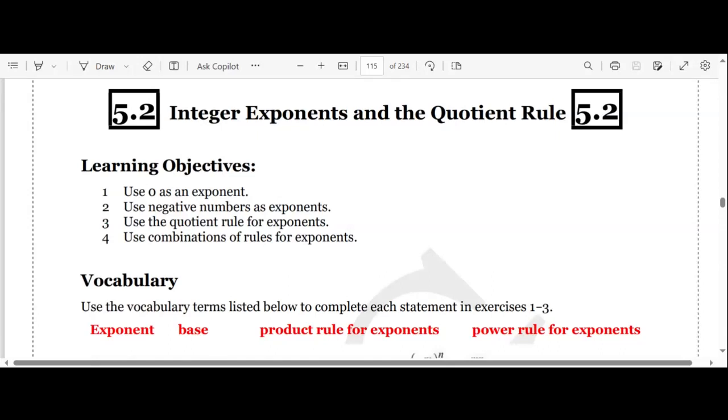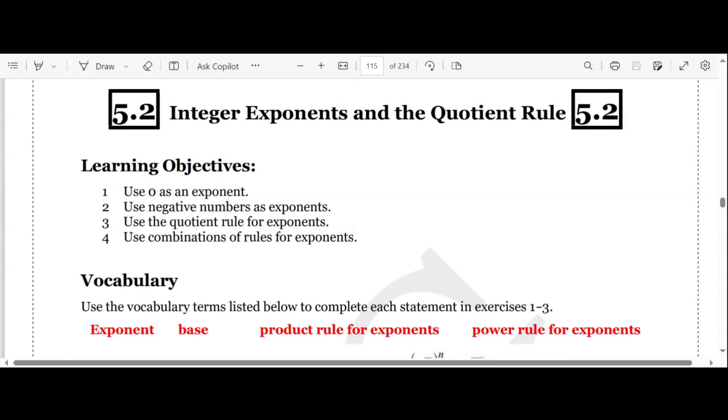Integers, exponents, and quotient rule. Learning objectives: 1. Use 0 as an exponent. 2. Use negative numbers as exponents. 3. Use the quotient rule for exponents. 4. Use combinations of rules for exponents.